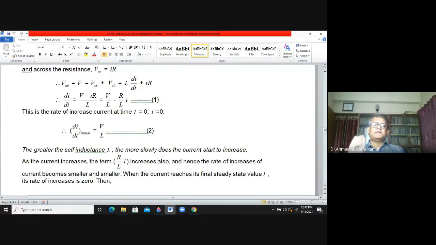তাড়াতাড়ি বাড়বে না আস্তে আস্তে বাড়বে? That will be decided by the inductance. That is the meaning of the inductance.